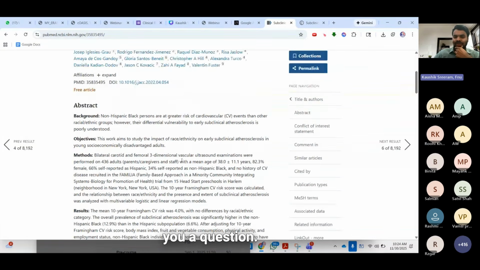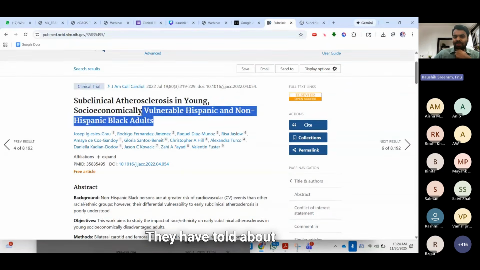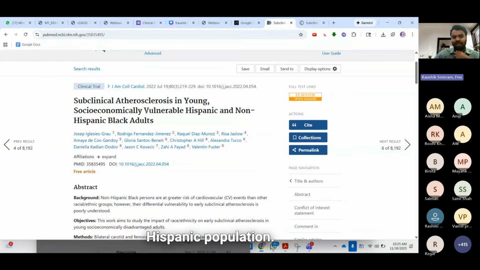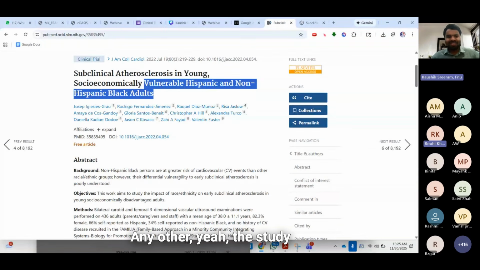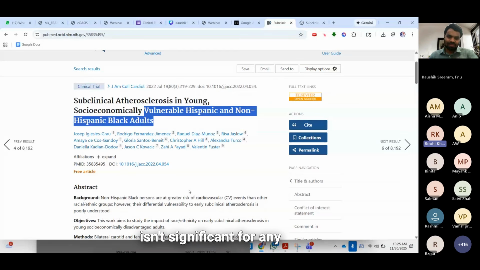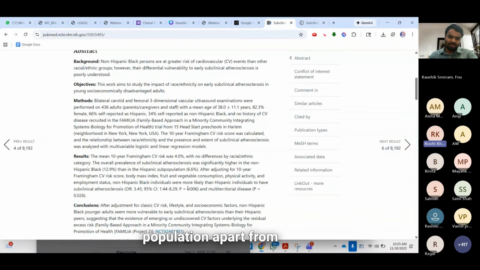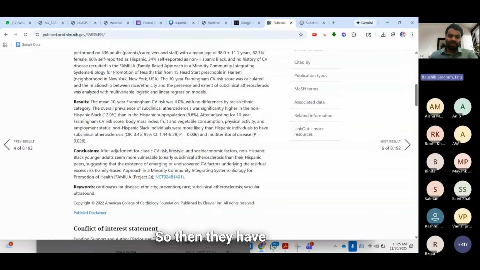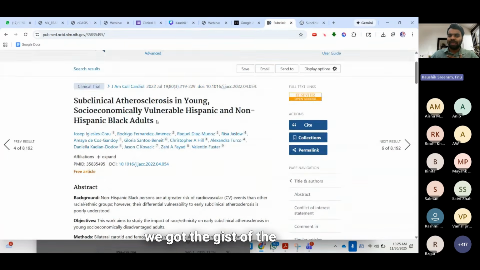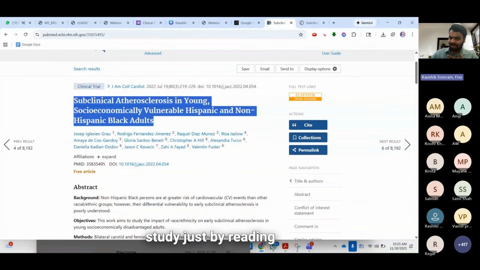Now, let me ask you a question. They have told about the Black population and Hispanic population. What about the Indian population or any other? The study isn't significant for any population apart from Hispanics and Blacks because it does not target them. Correct. So what I'm trying to highlight over here is we got the gist of the study just by reading the title. Exactly.